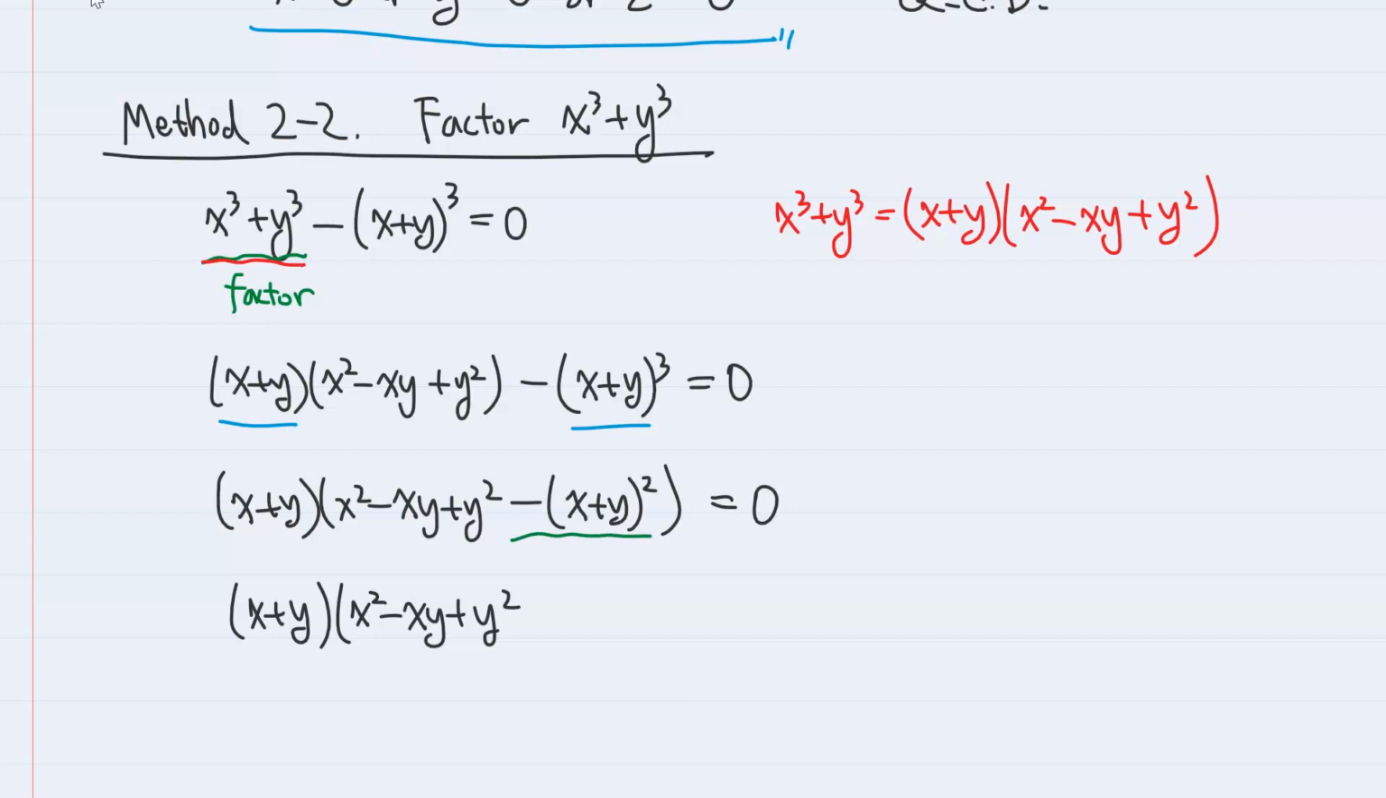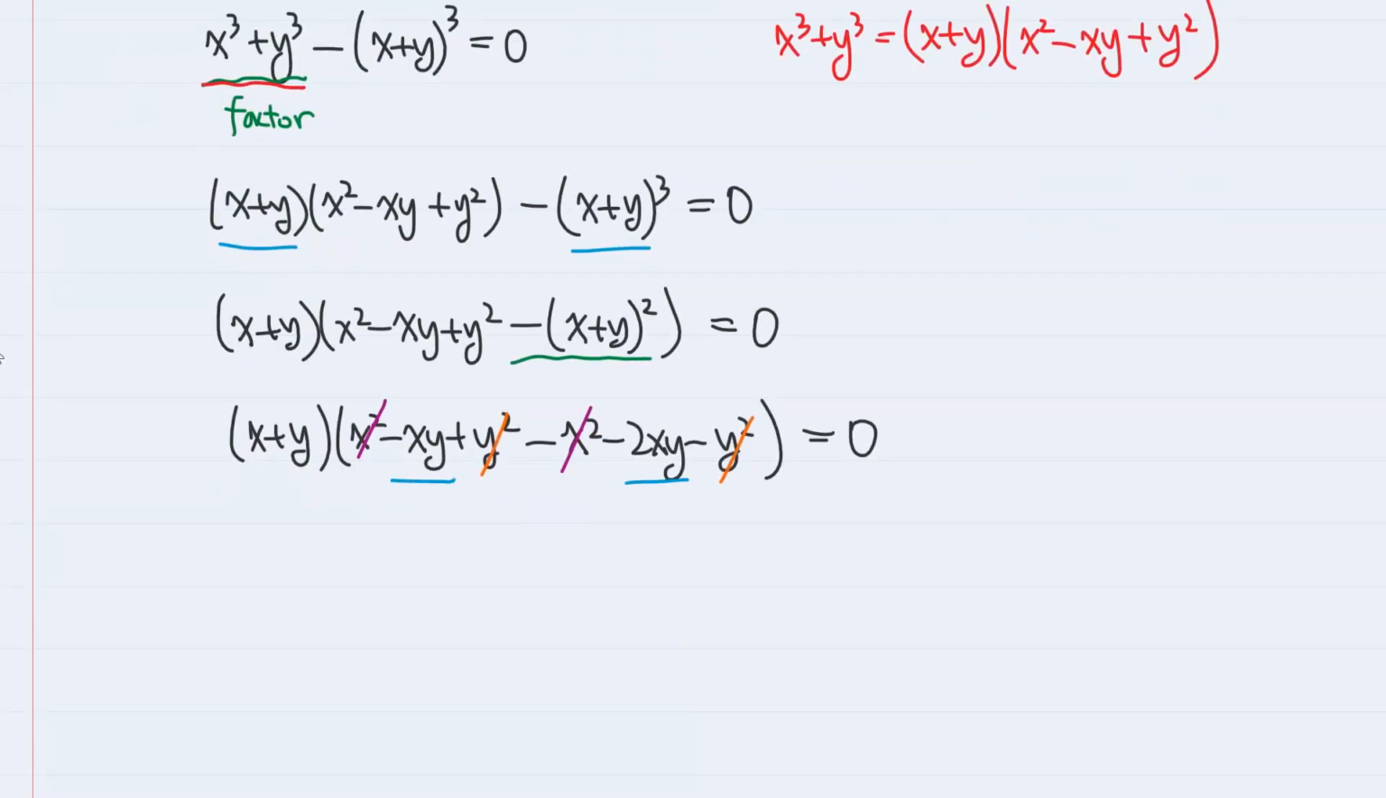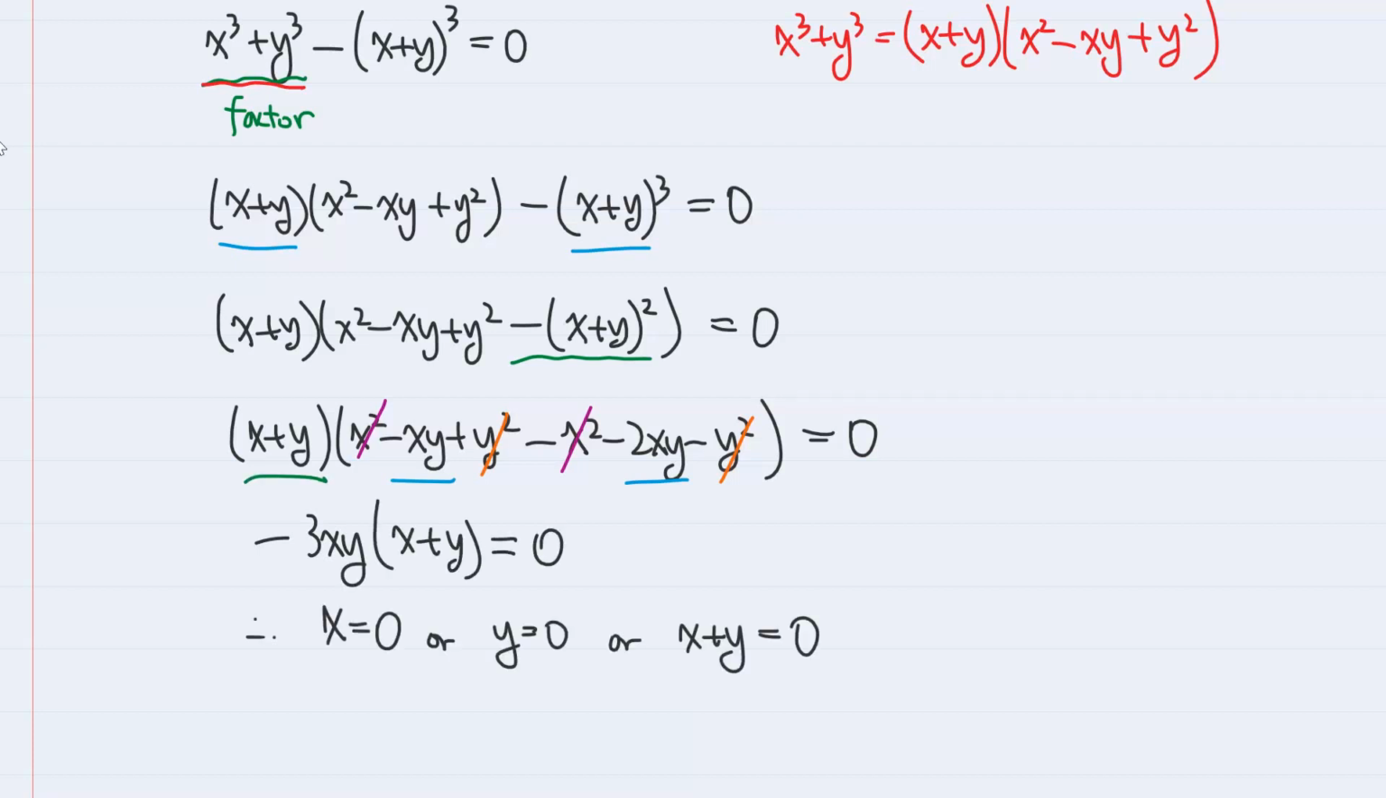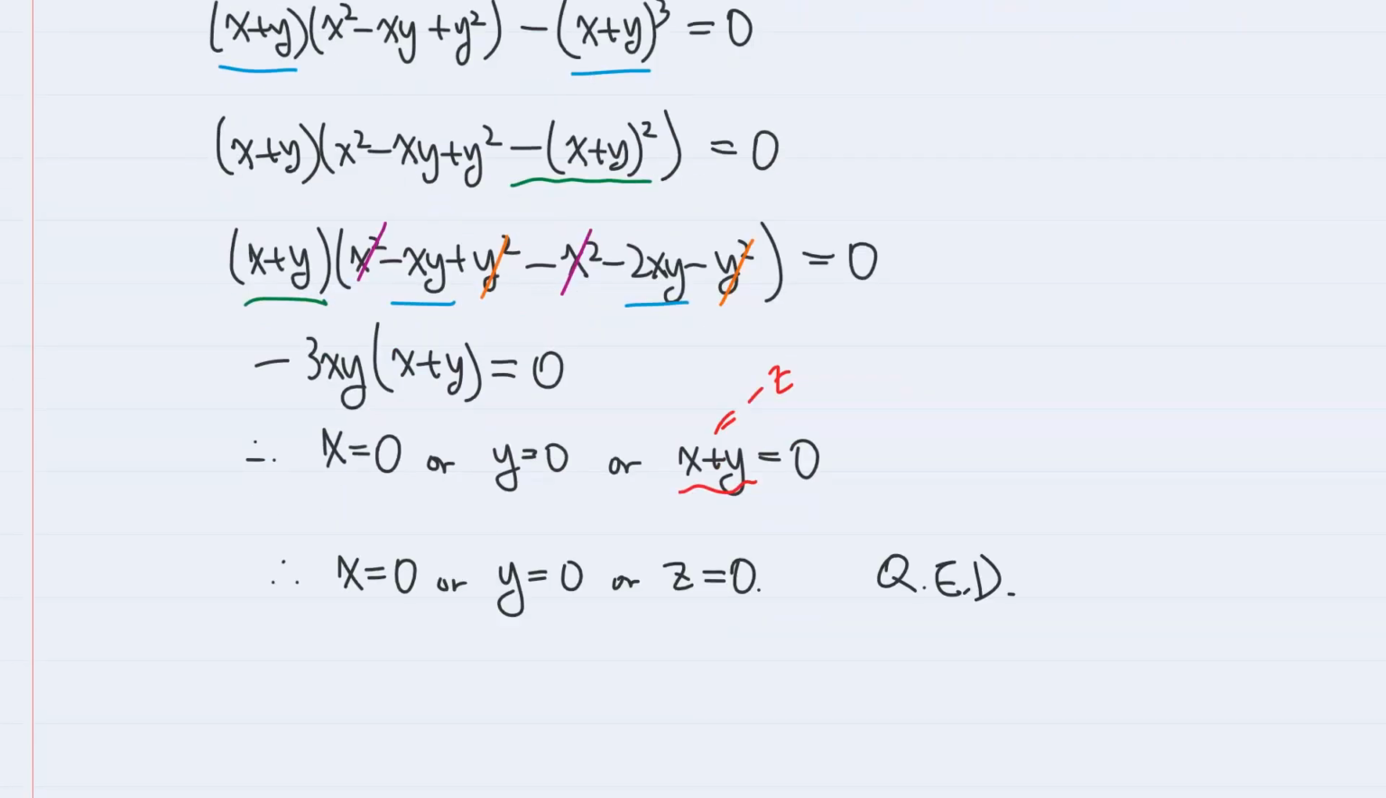Expanding this part, we have minus x squared minus 2xy minus y squared. So this and this gives minus 3xy, then times x plus y equals 0. Therefore, we have x equals 0 or y equals 0 or x plus y equals 0. And since this is minus z, we have x equals 0 or y equals 0 or z equals 0.